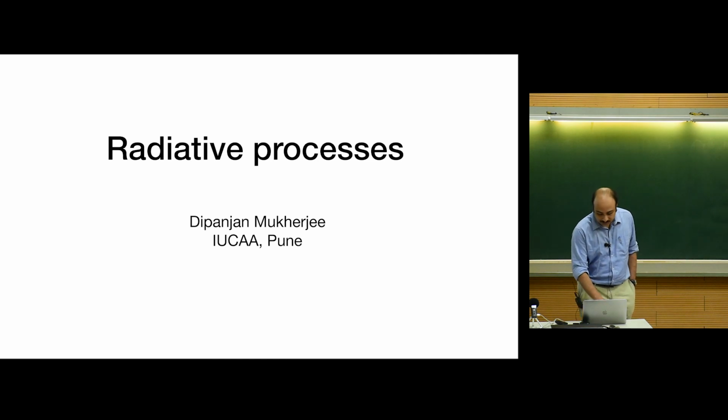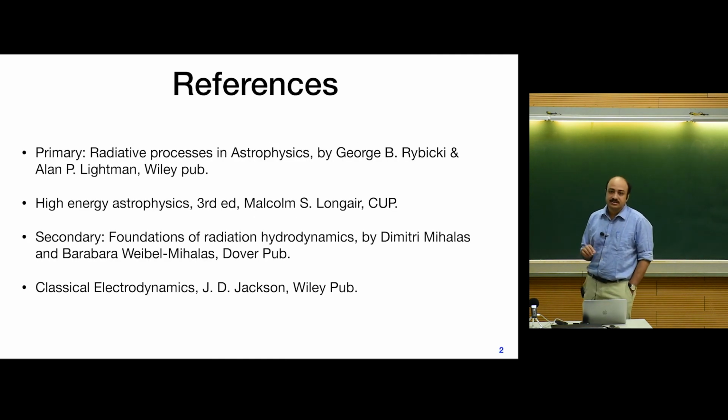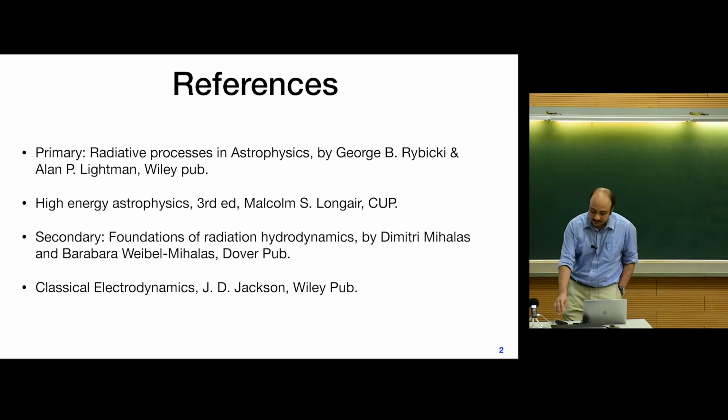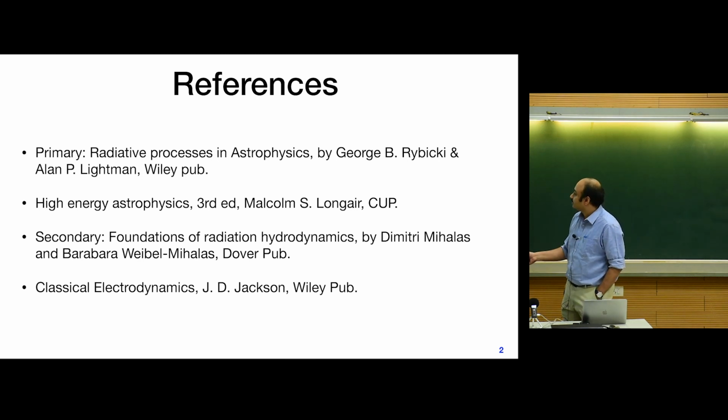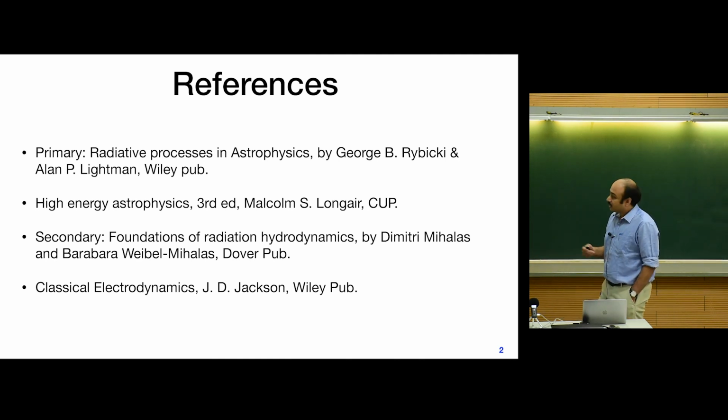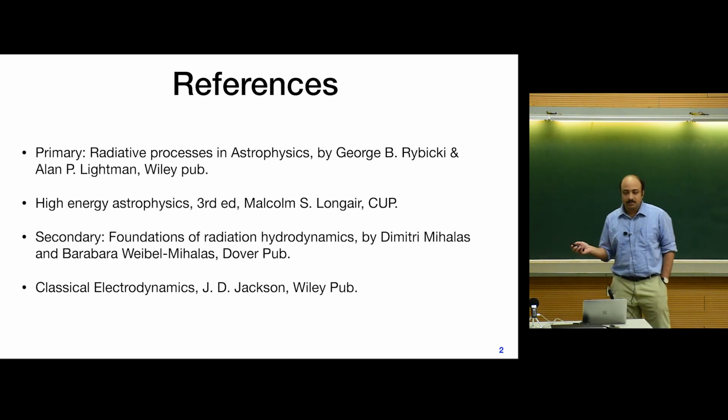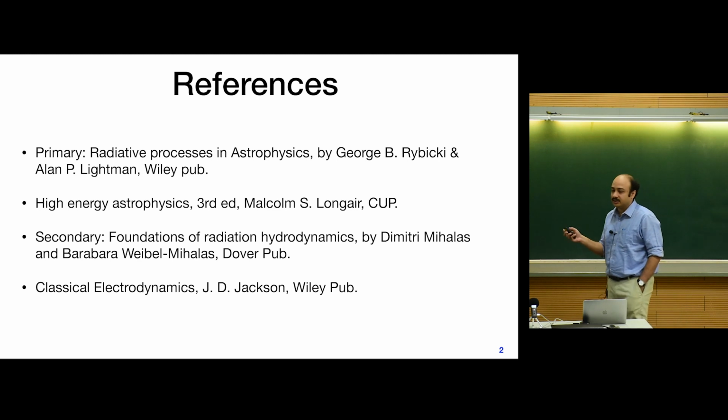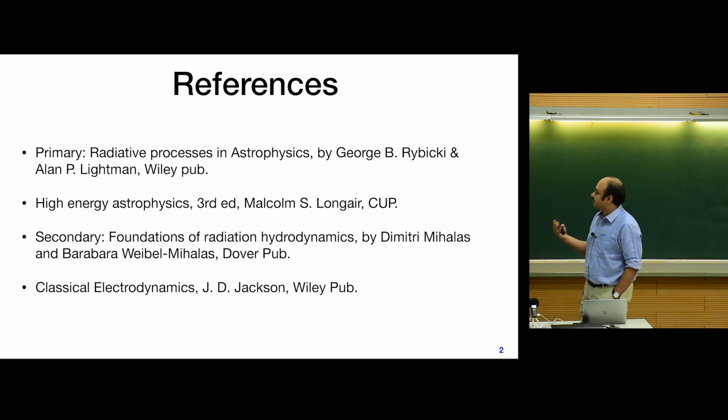So the references for this: the standard reference that we always use is this one by Rybicki and Lightman. Our library has it. It is a slightly expensive book, but this is the standard text we always use. The second book is High Energy Astrophysics by Malcolm Longair. This is slightly advanced, but also very nice, and it presents some of the mathematical derivations of some of the processes in a different way.